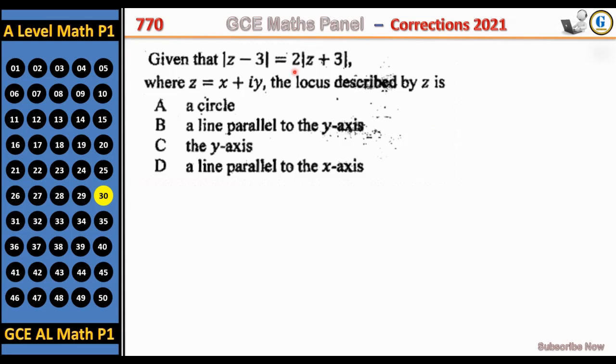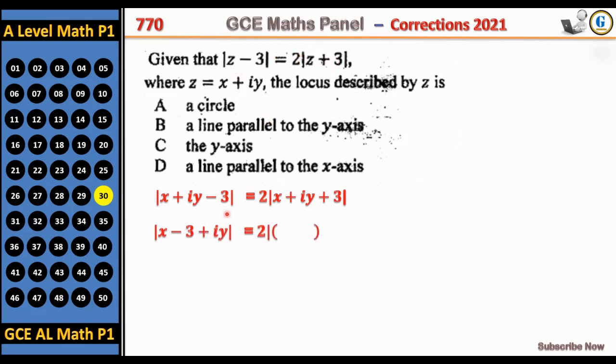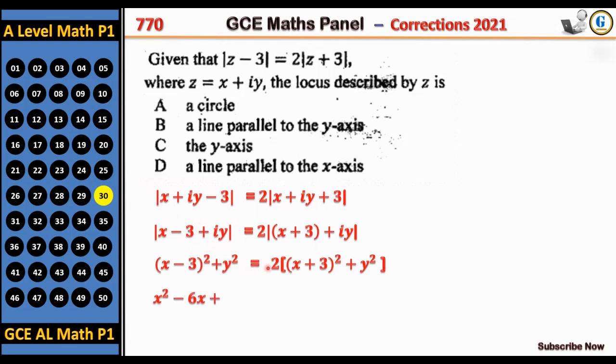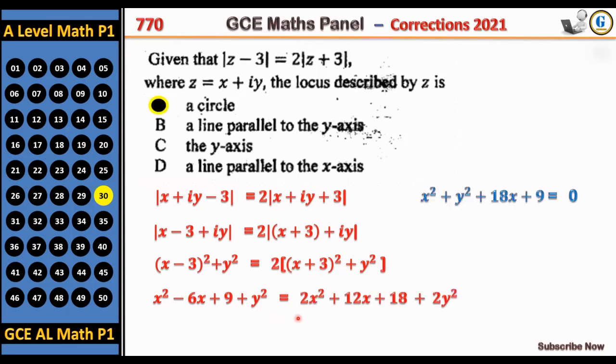You don't need to solve for this one, but I'll still show you why it is a circle. So we replace this z by x plus iy and simplify. This gives us x plus iy minus 3 equals 2 times x plus iy plus 3. And when you take these absolute values, this will give us x minus 3 squared plus y squared equals 2 times x plus 3 squared plus y squared. And when we simplify and bring like terms together, we end up with an equation of this form. This is the equation of a circle. So our key here is A.